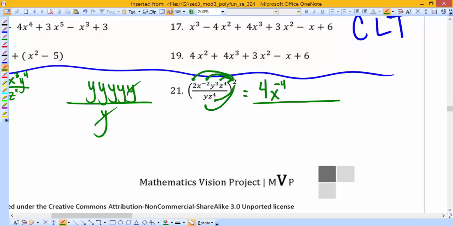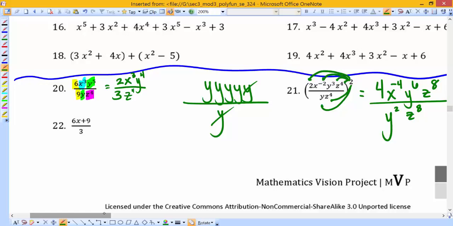Please don't forget how to get rid of a negative exponent. The y cubed times 2, so that's y to the 6th, z to the 8th, y to the 2nd on the bottom, and z to the 8th. So now you guys can go through and cancel and move things around.